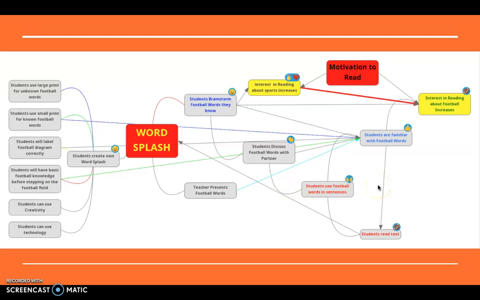And here's just a diagram of how we can build our interest in the sport. You can have students write in their vocab words, and then it directly translates to the WordSplash, and then you can see it sparks the interest in reading about football. Okay, then you sparked creativity. They use technology. They're using basic knowledge, and then they're taking that to another level to have increased knowledge. So then they're discussing with a partner, they're becoming familiar with the words, and then also again their motivation to read and their interest in the sport increases as well.